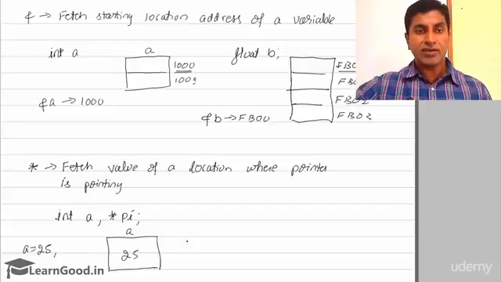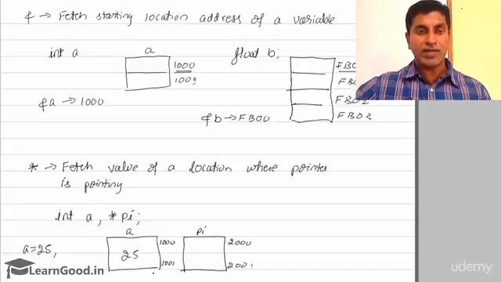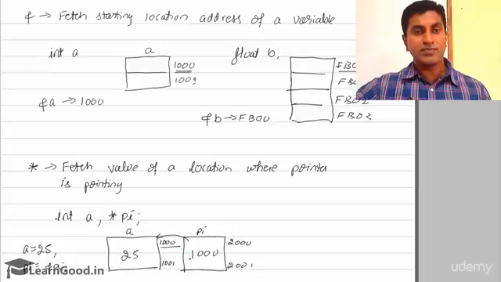Same way, asterisk of pi. The pointer pi is also made up of 2 bytes; all pointers are made up of 2 bytes. Maybe the starting address of a is 1000 and the second location is 1001, whereas pi is at 2000 and 2001. If I want pi to point to a, I give pi is equal to ampersand of a. Ampersand of a is 1000, and 1000 will be stored inside pi.